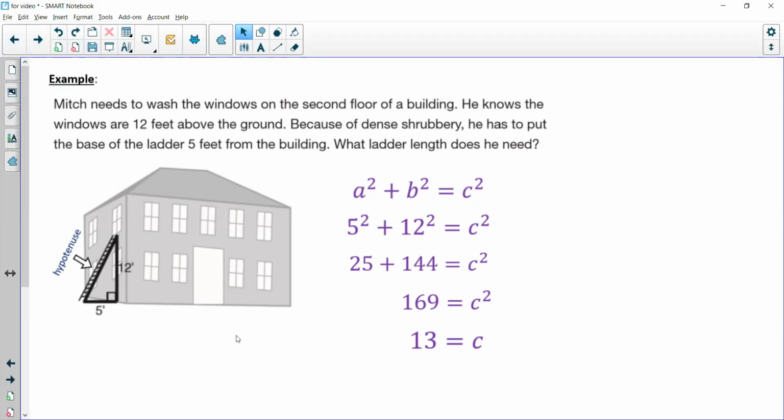Now, does that answer make sense? Could the length of the ladder be 13 feet? Well, sure, because the height of the building there is 12 feet. So that's a reasonable answer.